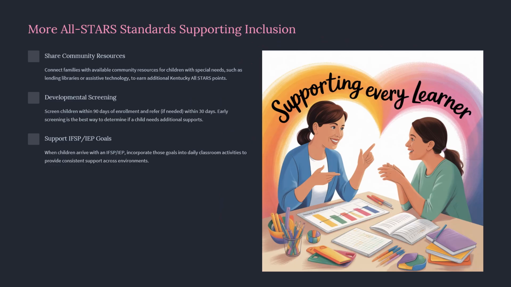As we continue exploring how the Kentucky All Stars program supports inclusive practices, let's look at three more important standards that help ensure every child, regardless of their needs, receives the best possible start. First, let's talk about sharing community resources. Building an inclusive early learning environment doesn't stop at the classroom door.